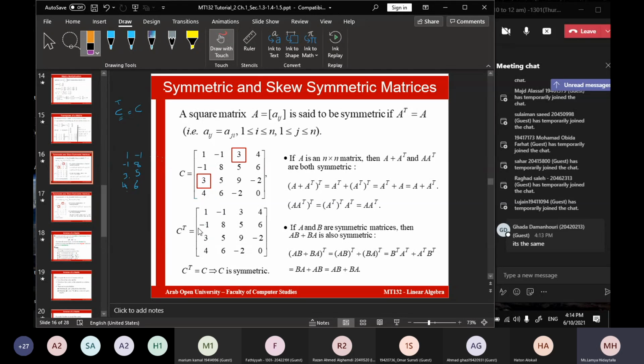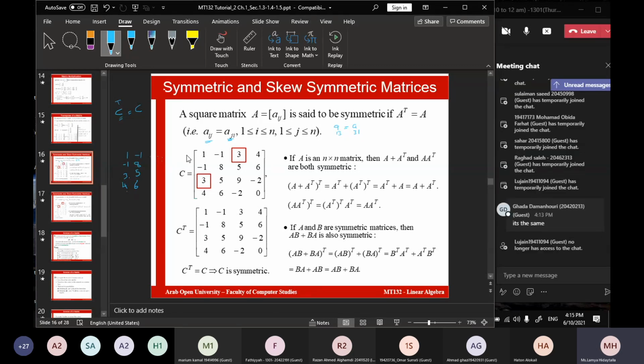Actually, when will this happen? Which kind of matrices, when we find their transpose, give us the same matrix? They are the matrices that have Aij equal to Aji. For example, A13 is equal to A31. Okay, where is A13? This is A13. A31, it is this one.